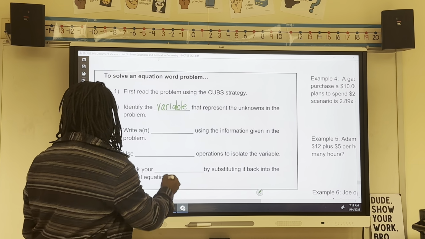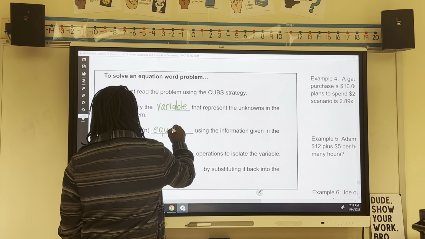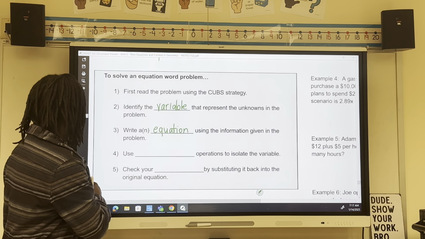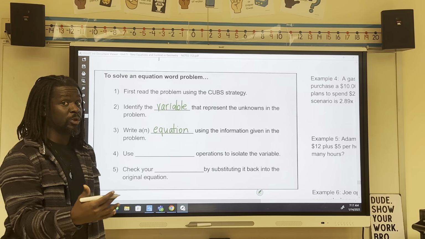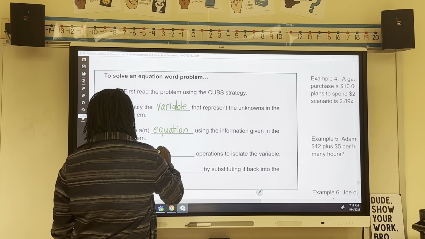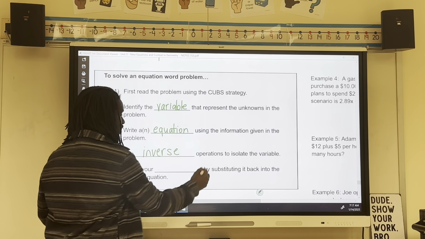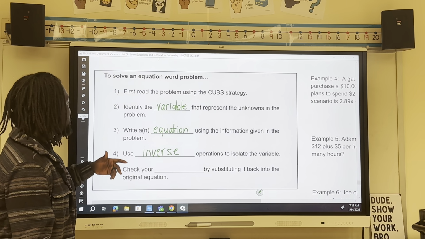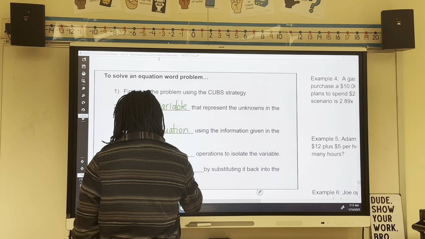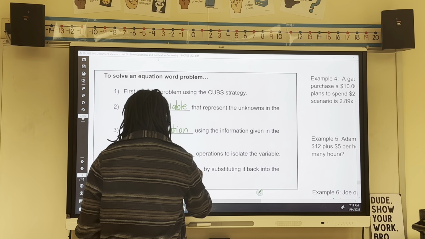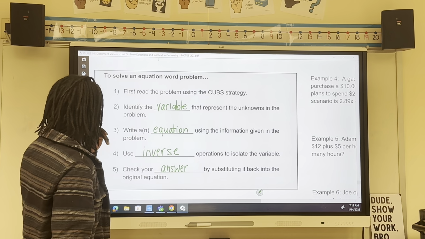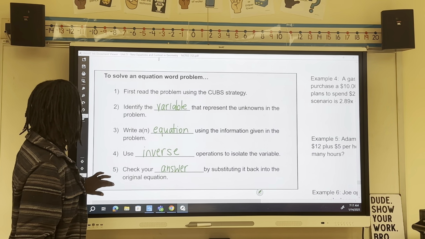Then we want to write an equation. So we're going to be identifying the variable, and we also are going to be writing an equation. Once we have our equation set up, we are going to use the inverse operations to isolate the variable, to get the variable by itself. And then lastly, we want to check our answer by substituting it back into the original equation. So here are some steps.